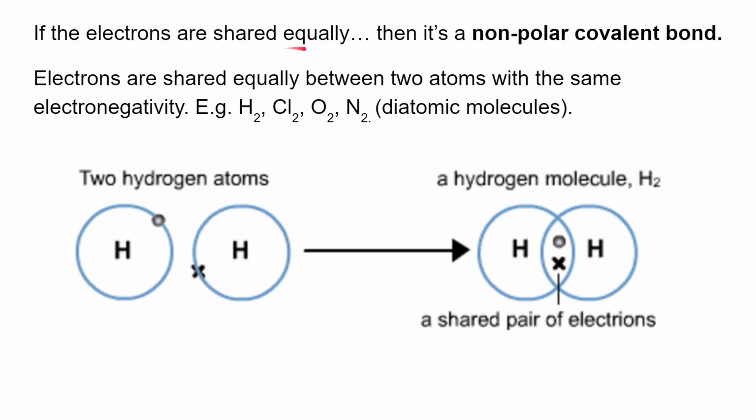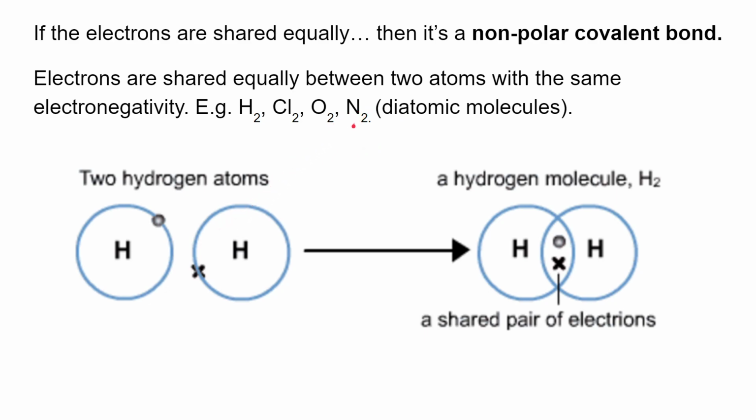If the electrons are shared equally, then it's a nonpolar covalent bond. So it's still a covalent bond, they're still sharing electrons. Nonpolar means they're shared equally. Electrons are shared equally between two atoms with the same electronegativity value. For example, H2, Cl2, O2, and N2.